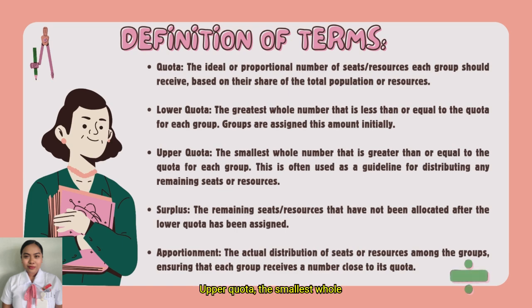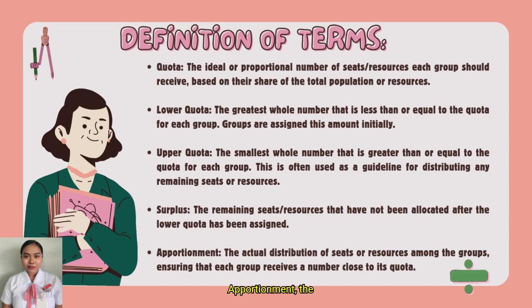Upper quota: the smallest whole number that is greater than or equal to the quota for each group. This is often used as a guideline for distributing any remaining seats or resources. Surplus: the remaining seats or resources that have not been allocated after the lower quota has been assigned.